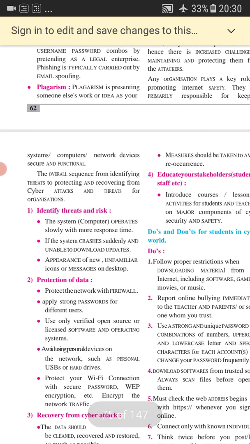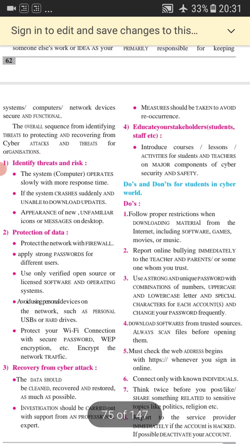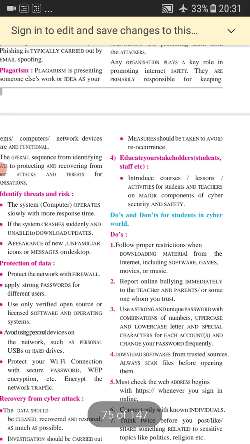Protection of data: always protect your data by using firewalls, by making use of proper passwords and usernames, and try to change your passwords at regular times. Next is recovery from a cyber attack. The data should be cleaned and recovered, restored as much as possible. An investigation should be carried out with support from a professional expert. So whenever you recover your data, you should always consult a professional expert.